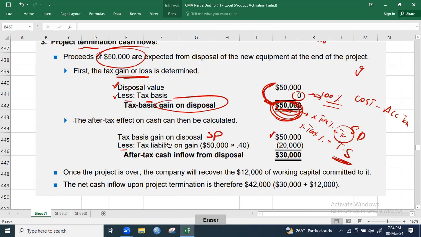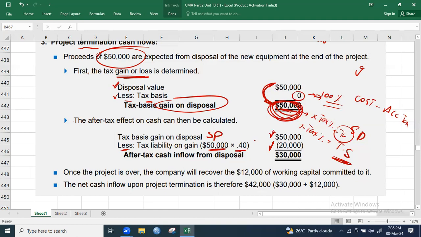And how will you get tax saving or tax payment? Simply take the amount of gain or loss and multiply by the tax percentage. You will get tax payment or tax saving. As I told you, if you have a gain, you will get tax payment. If you have a loss, you will get tax saving, and tax saving will be added, and tax payments on gain will be deducted from here.